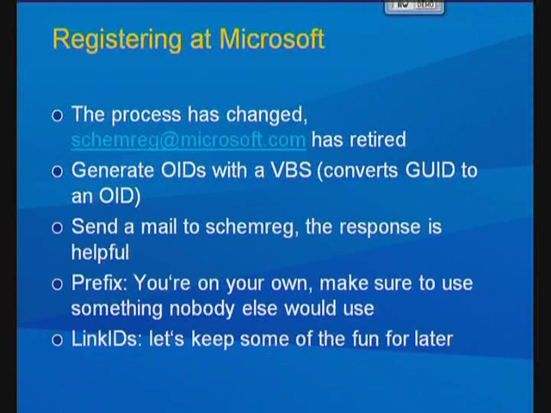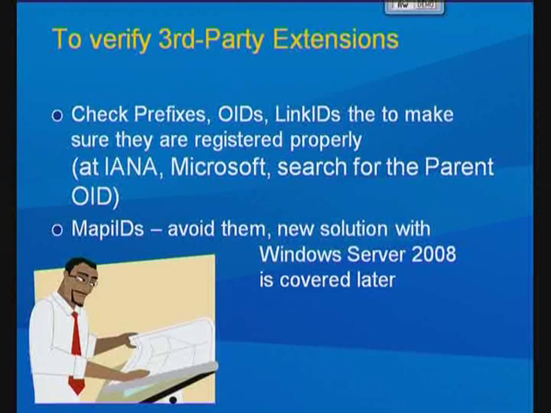As I said, link IDs we will take care of in a moment. To verify third-party extensions, really make sure to check the prefixes, make sure that they are matching their company. Check OIDs, that they are using OIDs which are somewhere registered or that they are globally unique if there need to be, but preference is here that they are using OIDs which are registered back to them.